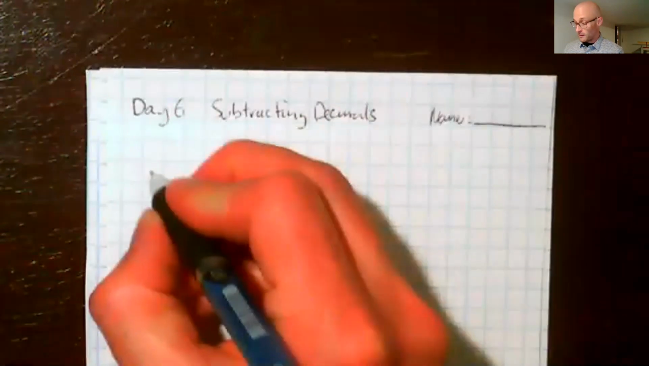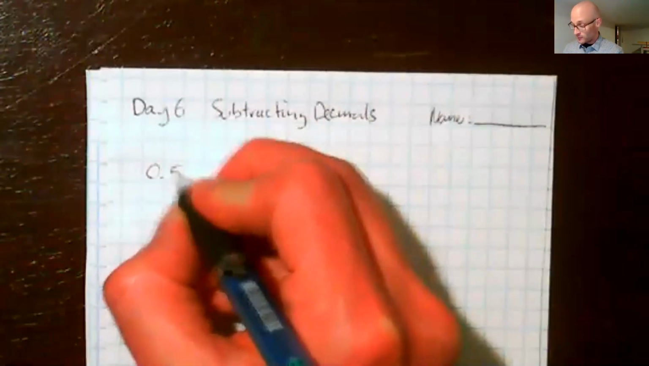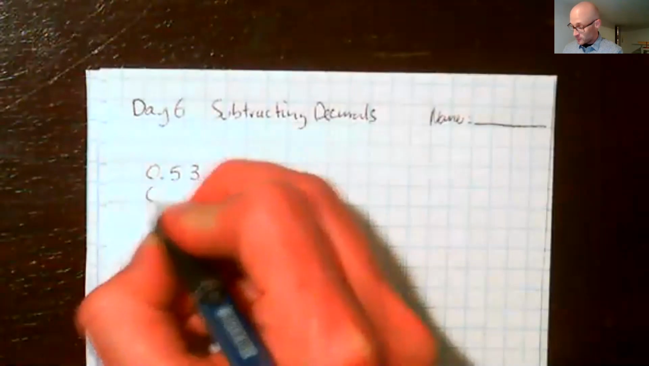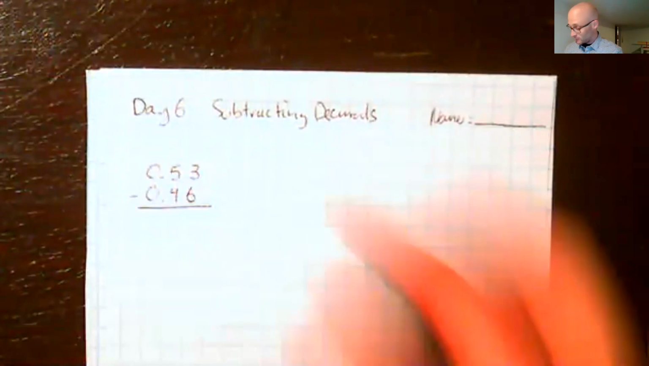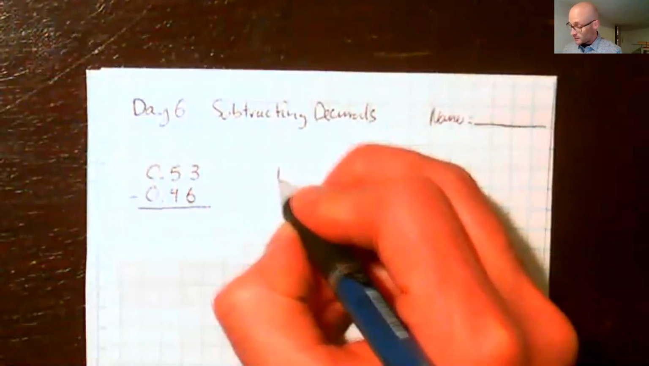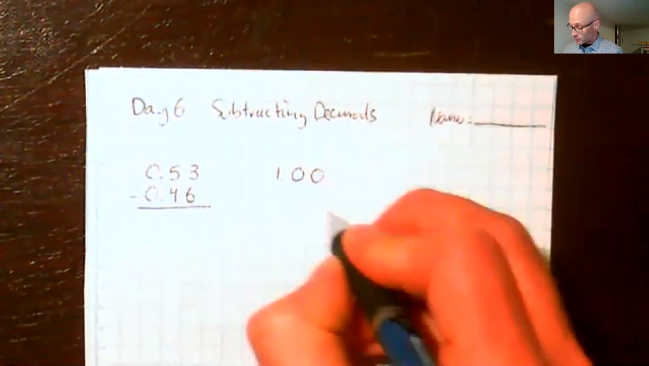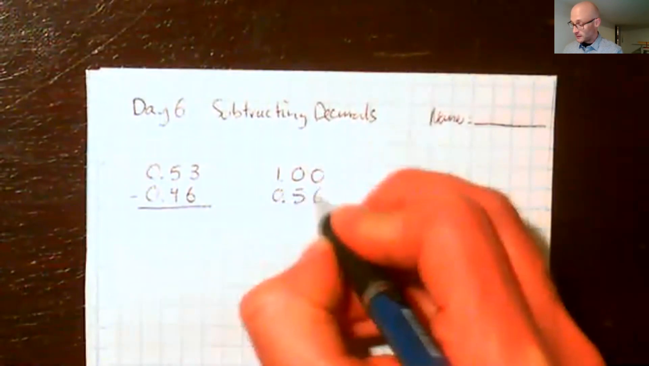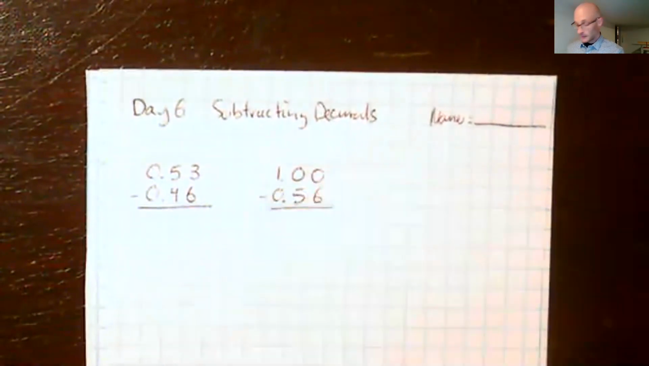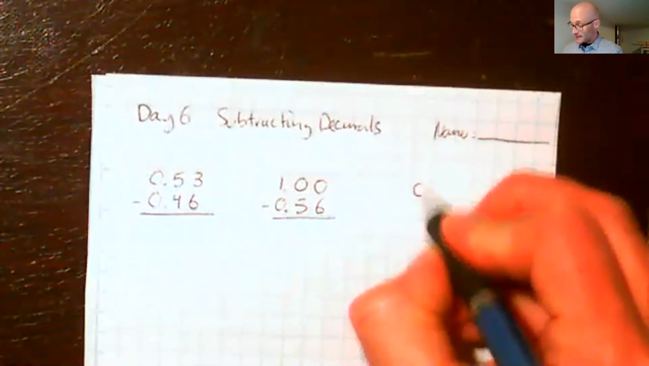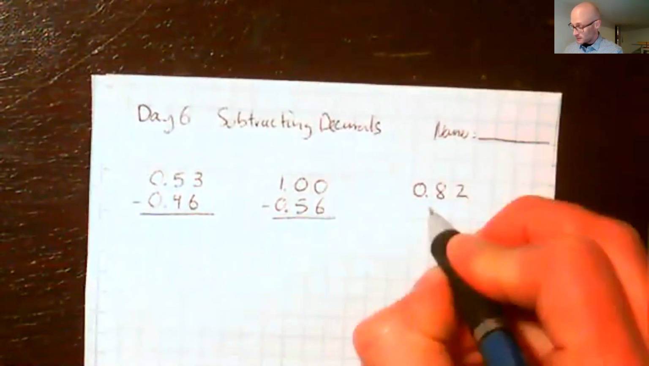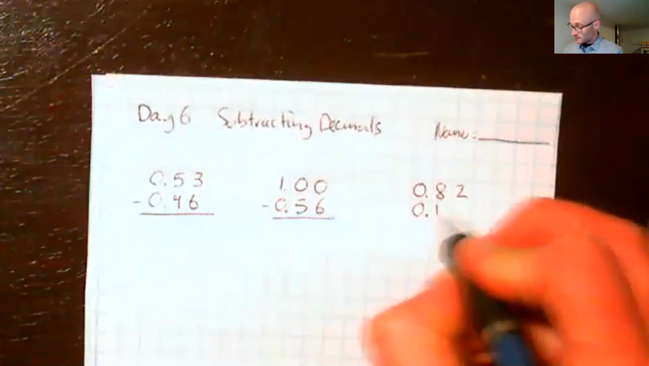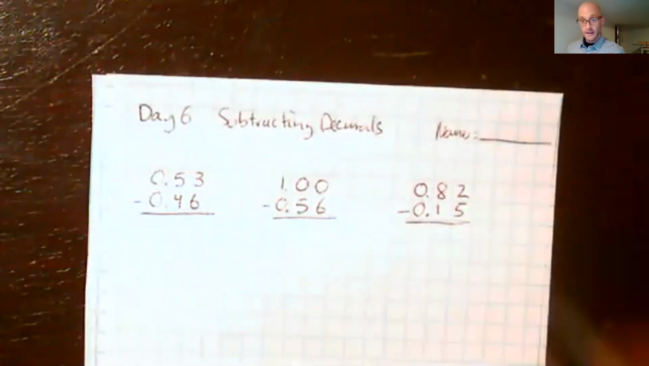We're going to start with 53 hundredths, that's 0.53, minus 46 cents, or 0.46. And we're going to leave a little space and say this one, $1, 100 cents, 1.00. Take away 56 cents, that's 0.56. Just like that. Then we're going to leave a little space and say 82 cents, take away 15 cents, just like that. And now I'm going to go on to my next row.